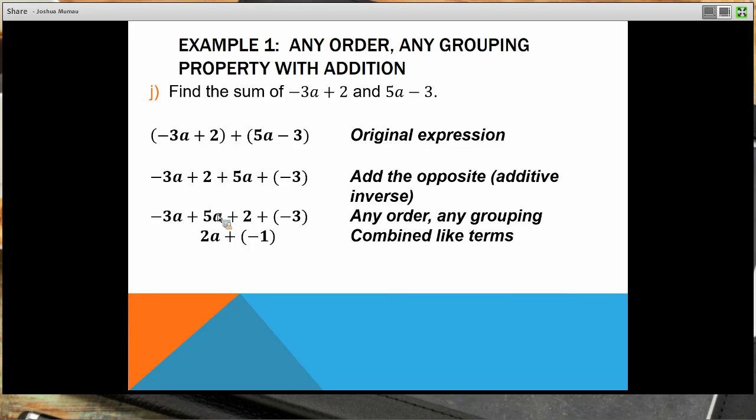Any order, any grouping, we want to put the numbers in the best order we can that will help us combine like terms very easily and very quickly. So negative 3a plus 5a and 2 plus a negative 3. The negative 3a and 5a make 2a. 2 plus a negative 3 becomes negative 1. So our final answer is 2a minus 1. That is our final answer.